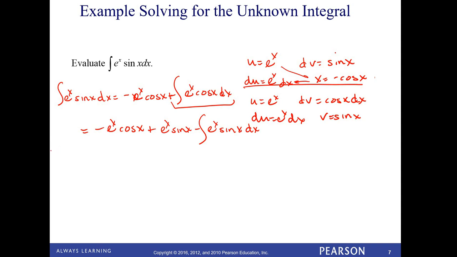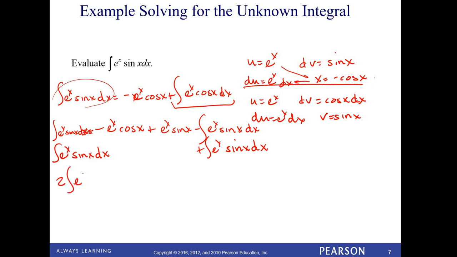I appear to be going in circles because I'm right back where I started. So now what I'm going to do, since I started with e to the x sine x dx, I'm going to add the integral of e to the x sine x dx to both sides. Just like good old algebra. So on this side I now have two integrals of e to the x sine x dx.